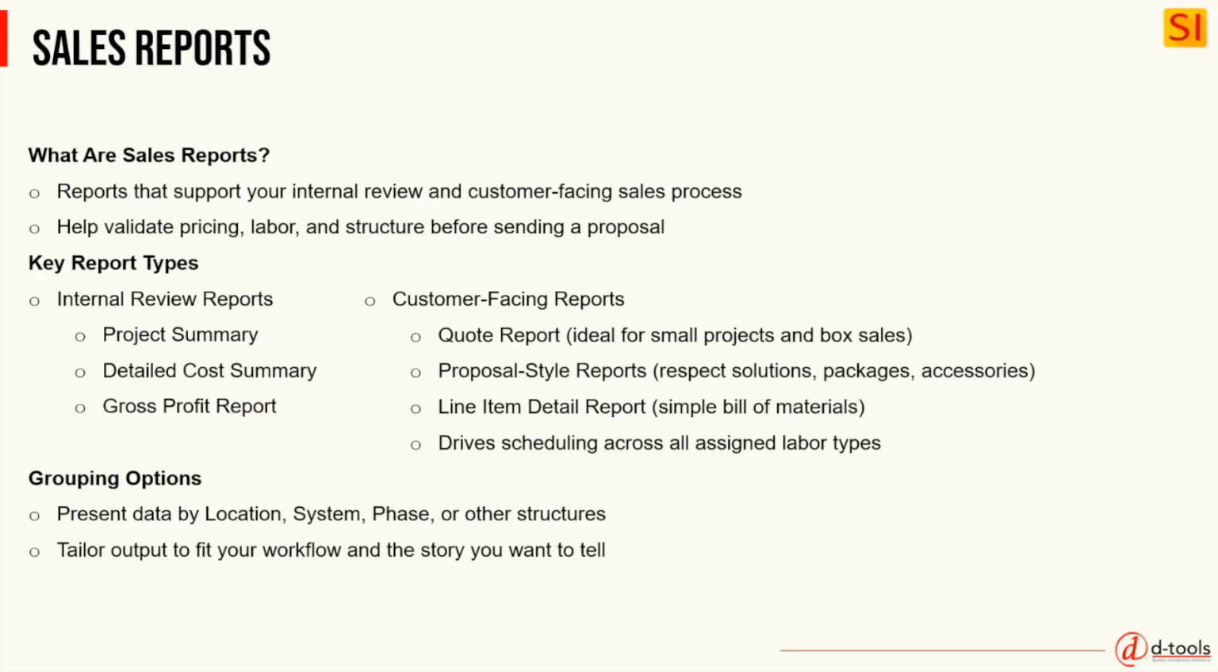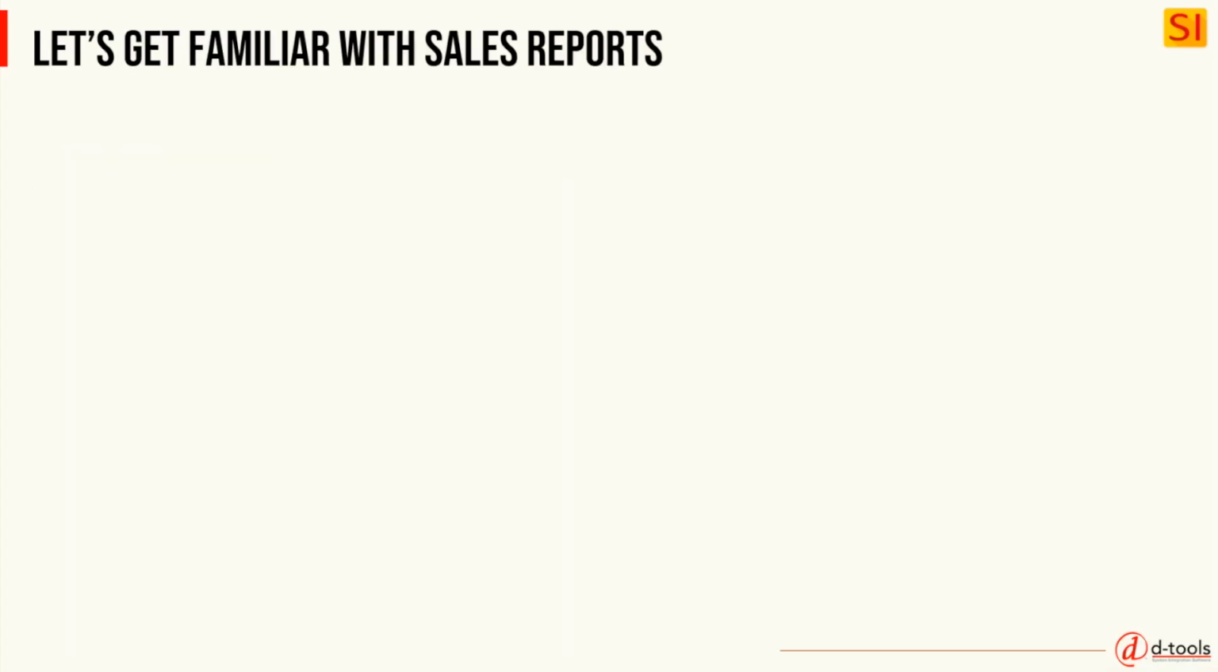From there, we can move into customer-facing options, starting with the quote report for small jobs or box sales. Then we step into the more robust proposal-style reports, which respect solutions, packages, and accessories. And tonight, I will contrast those reports with line item detail reports, which function as a simple bill of materials. Across all of these, dynamic grouping options let you present the data by location, system, or whatever best fits your workflow and the story you want to tell your client. We'll pause there for now and dig deeper as we move through the demos.